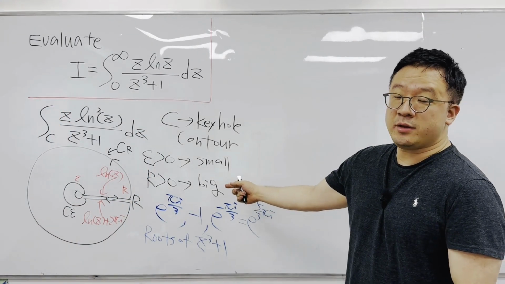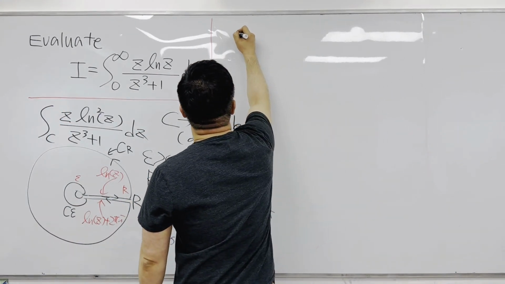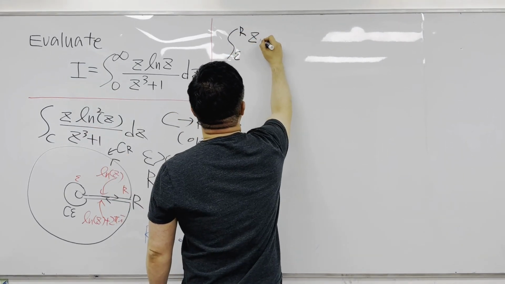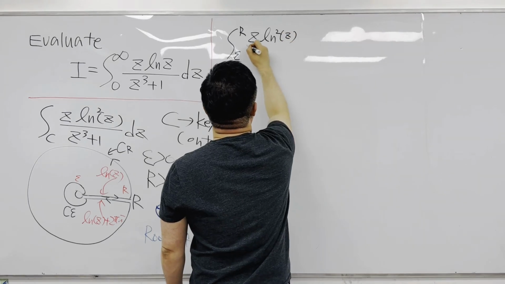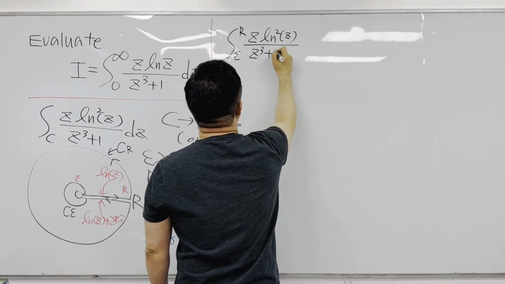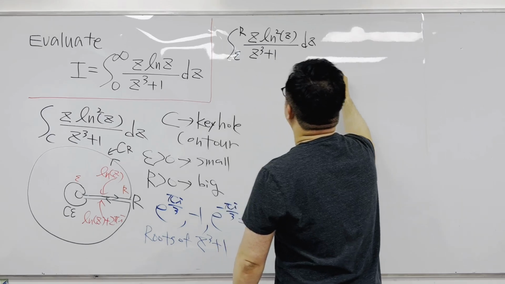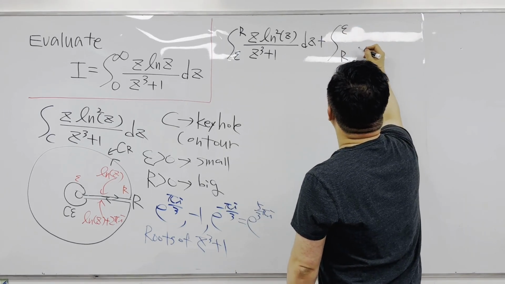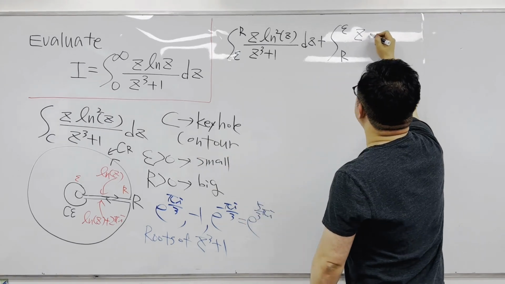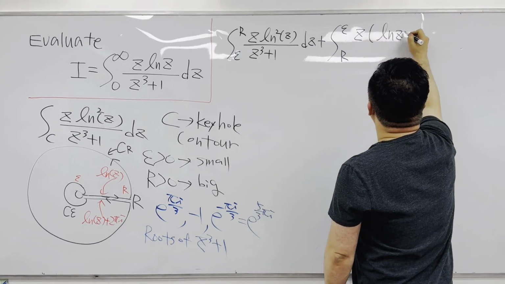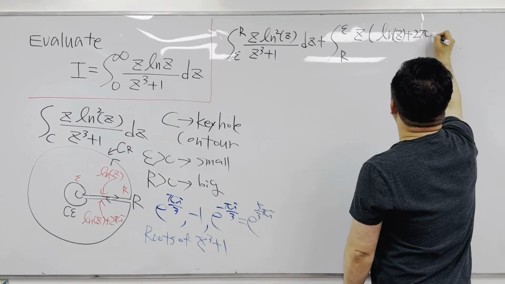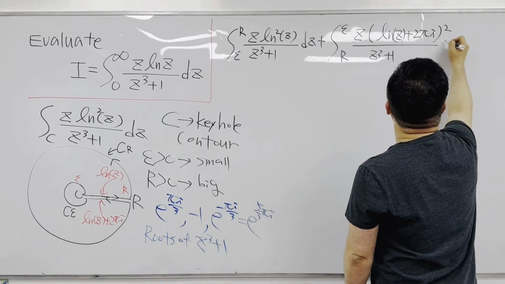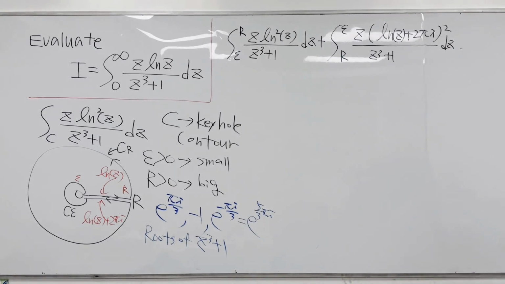Okay, then using this, what we need to calculate is this. We have the integral from epsilon to R of z times ln squared of z over z cubed plus 1 dz, and then plus from R to epsilon, we have z times ln z plus 2 pi i, squared, over z cubed plus 1 dz. Okay, this is what we need to calculate.